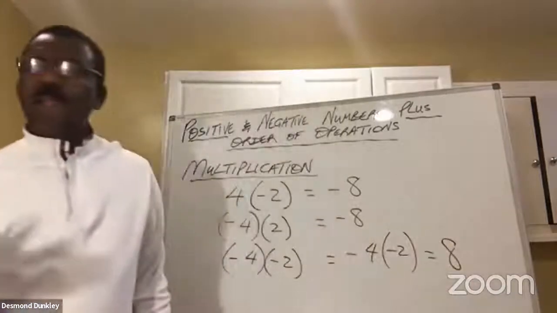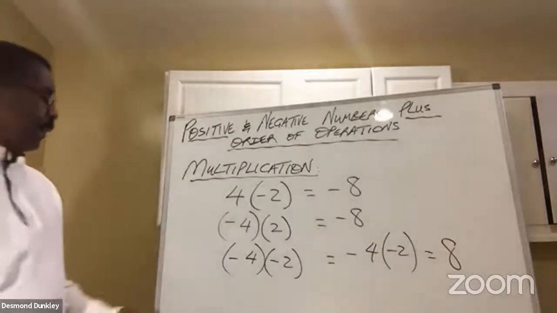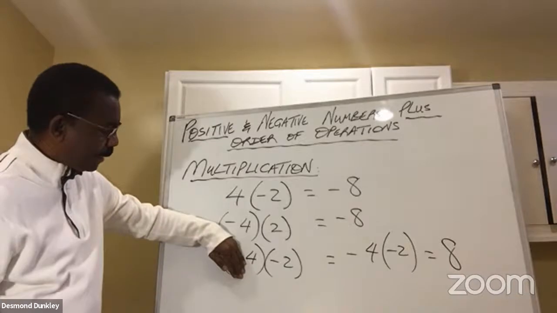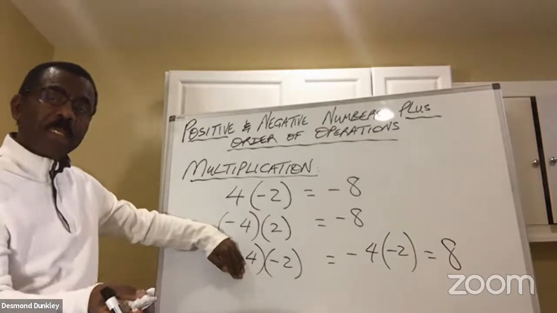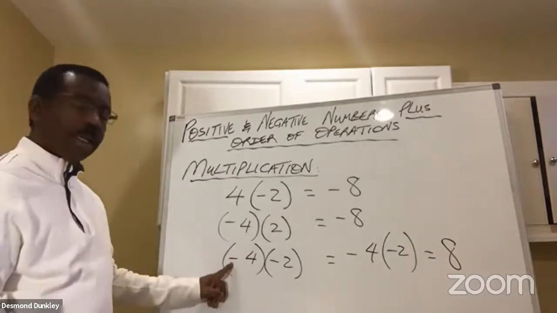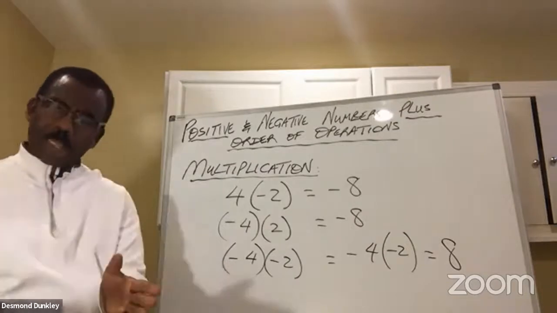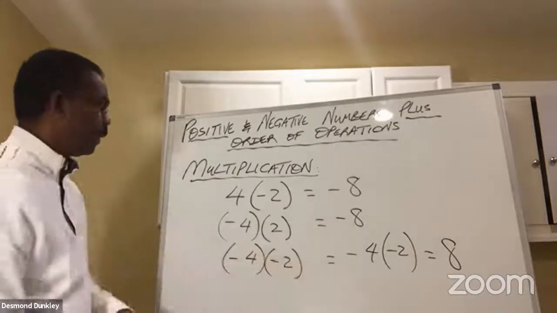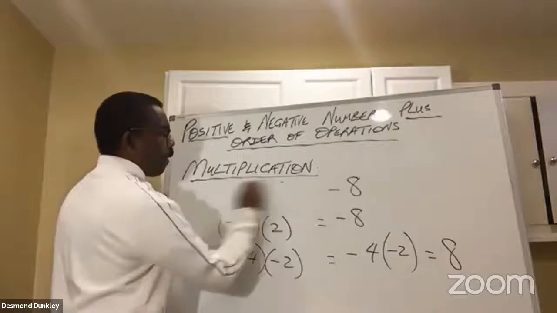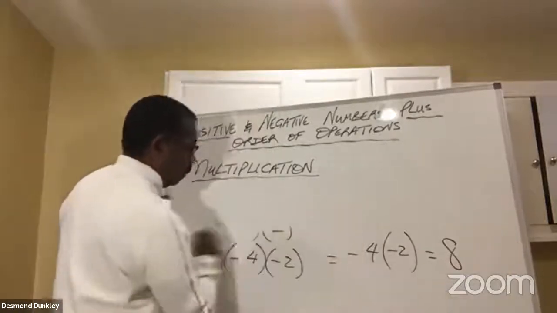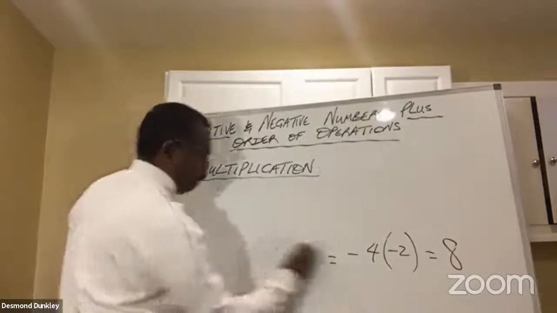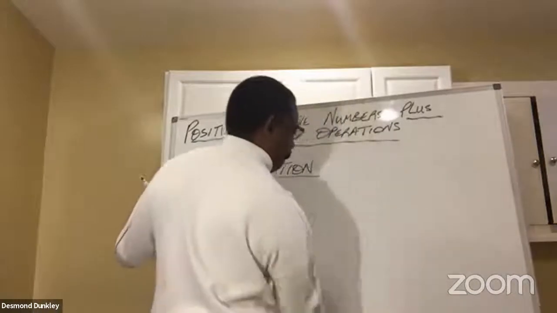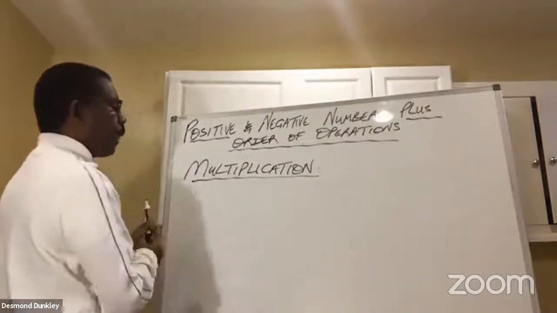So that's an explanation you could use. That if you treat the negative last, 4 times negative 2 is negative 8, and the opposite sign would be positive 8. So there it is. Okay? Just to summarize, let's summarize it right now.